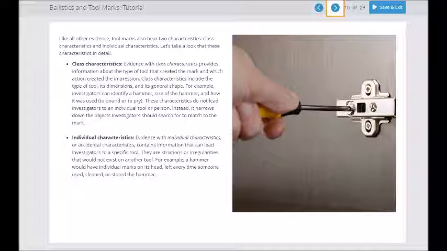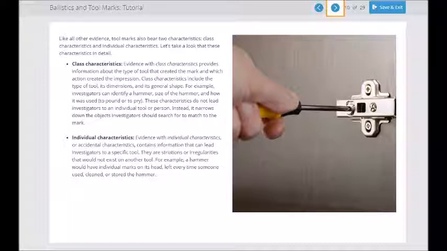And they don't lead to an individual person, for example, but it does narrow down what they should keep looking for. We're looking for a hammer. We're looking for a screwdriver. We're looking for a 2x4 that may have some tissue on it because that's what this person was hit in the back of the head with, for example.